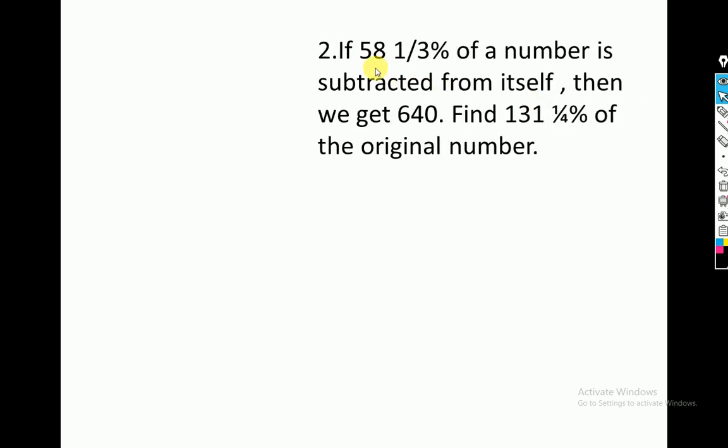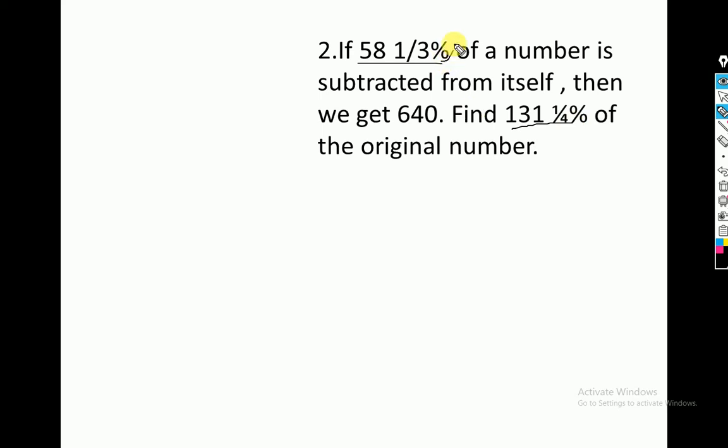If 58 1 by 3 percentage of a number is subtracted from itself, then we get 640. Find 131 1 by 4 percentage of the original number. Okay, so these numbers may look very difficult to solve, but they are not. Try to break them.